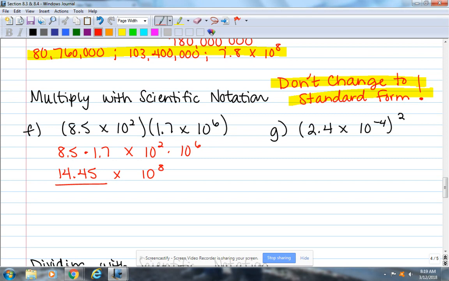So I'm going to ignore the 10 to the 8 for half a second. And I'm going to fix this number and make that number scientific. So how do I make 14.45 scientific? Oh, so now that's 1.445. And it's times 10 to the first power since I moved it one time and it was bigger than 1.